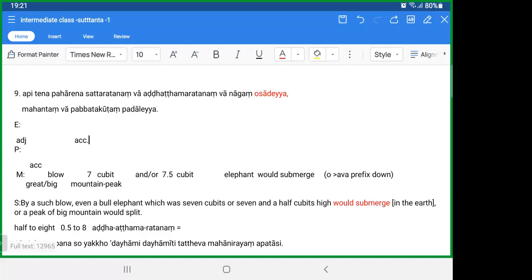All right, so which one do you want to try? Padaleya. All right. What is Padaleya? And this one is objective. It's a third person singular objective. Objective, third person singular.